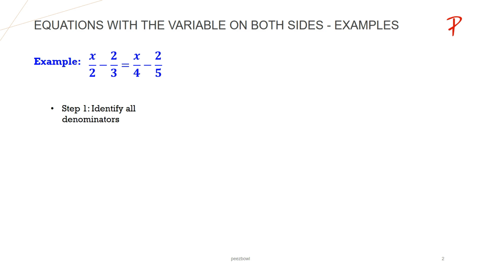Step 1 is to identify all denominators. We need to remove all the denominators from both sides of the equation. Let us look at all the denominators in the equation. On the LHS we have 2 and 3, and on the RHS we have 4 and 5. We need to remove these fractions to make it easier to solve. To do that, we will multiply the entire equation by the LCM of 2, 3, 4 and 5. The LCM of 2, 3, 4 and 5 is 60.